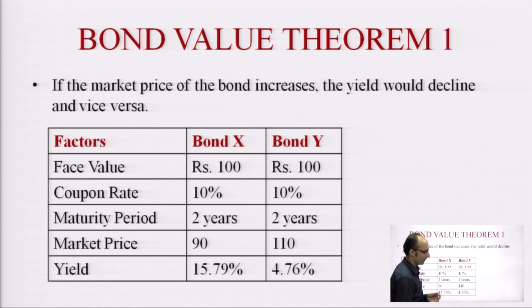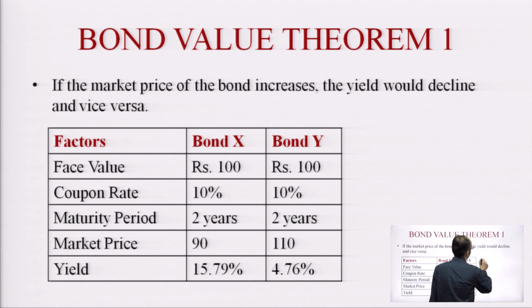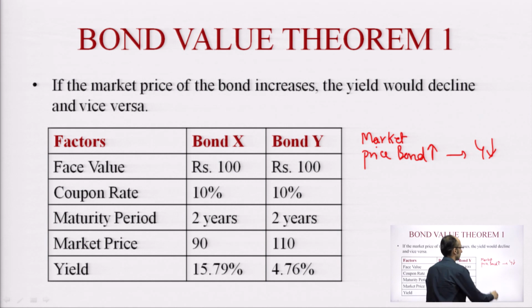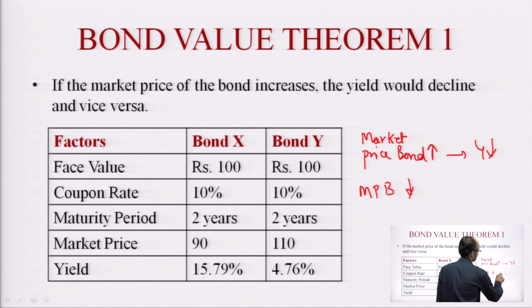The first bond value theorem states that if the market price of the bond increases, the yield would decline. It simply states that if the market price of a bond increases, its respective yield will decline, and the reverse will be the case if the market price of the bond decreases, its respective yield will increase.